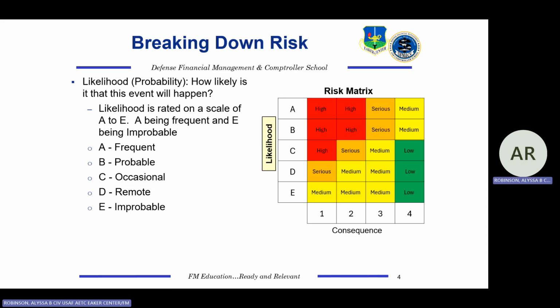Now let's break down risk. To start with, A is frequent, so it is almost certain to happen regularly. B is probable, quite likely to occur. C is occasional, and this means it will happen sometimes. D is remote, and that means it's unlikely but possible. And E is improbable. It's highly unlikely, and you'd be surprised if it occurred.